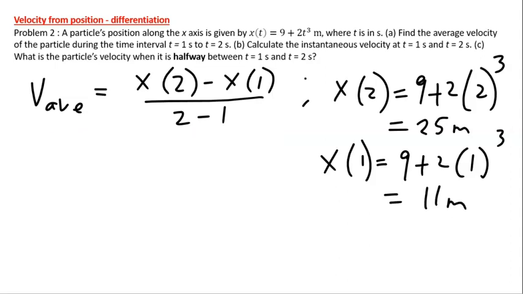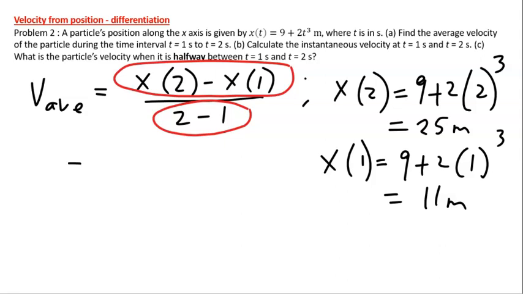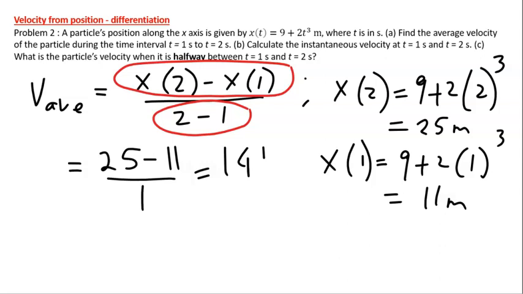So this expression, the numerator is the change in position between two different times, and the denominator is the time interval between the two times concerned. So by substituting x at 2 is 25, x at 1 is 11, divided by 1, you're going to get 14 meters per second. So that is the average velocity between t equals 1 and t equals 2 seconds. So that's part A of the problem.